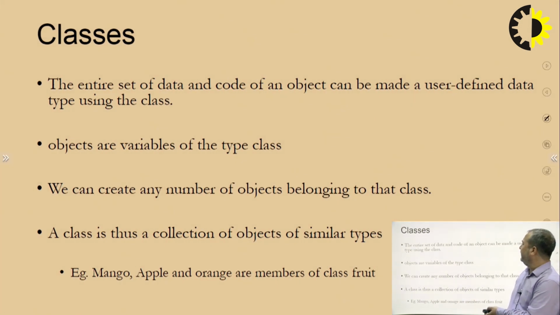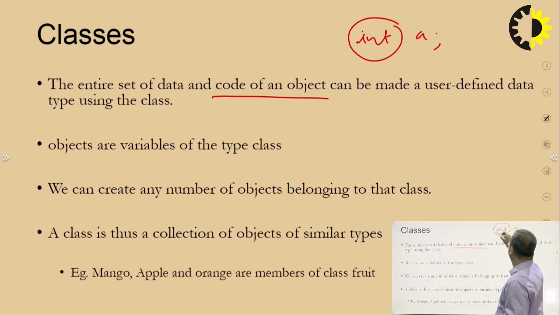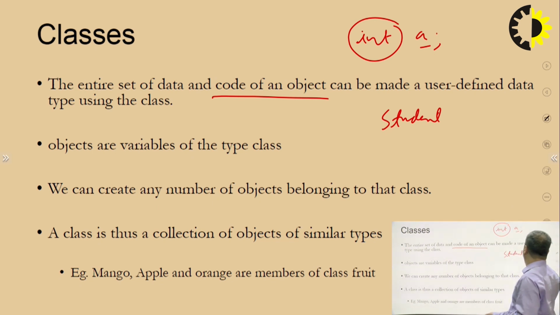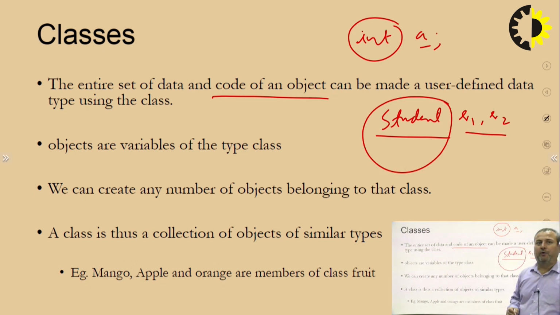Classes: the entire set of data and code of an object can be made a user defined type. Like in predefined types, if we say int a, int is the data type and a is the variable. Here in object oriented programming, suppose student is a class and you create s1, s2 and so on, these become objects of type class. So student is a user defined data type. So this is the class. So what are classes basically?